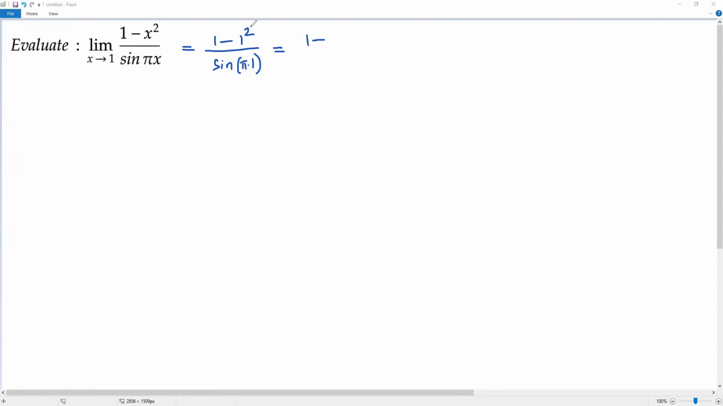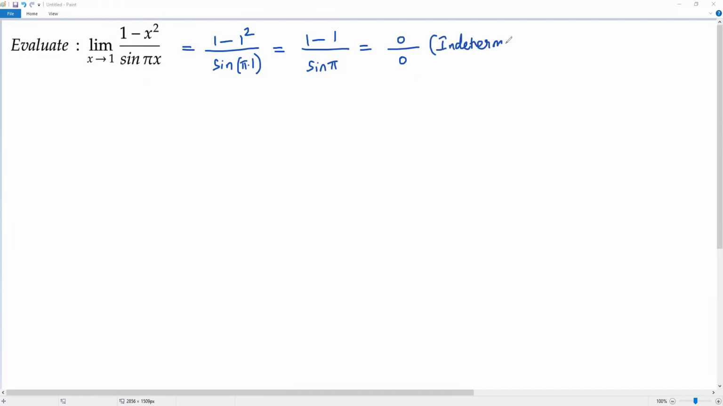Okay, 1 minus the value of 1 squared, which is 1. Sine of π times 1 is sine π. In the numerator, 1 minus 1 is 0, and the value of sine π is 0. We get 0 over 0 as a result when I plug in the given limit of x in the function we have over here. So usually in evaluating limits, this 0 over 0 is considered an indeterminate form.